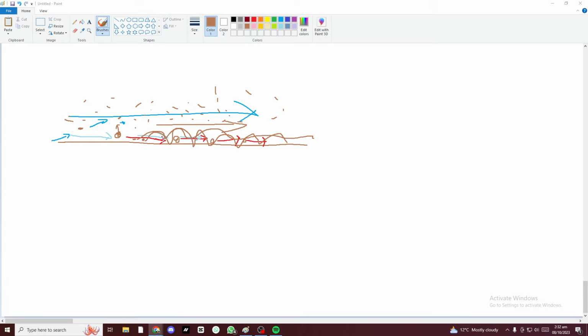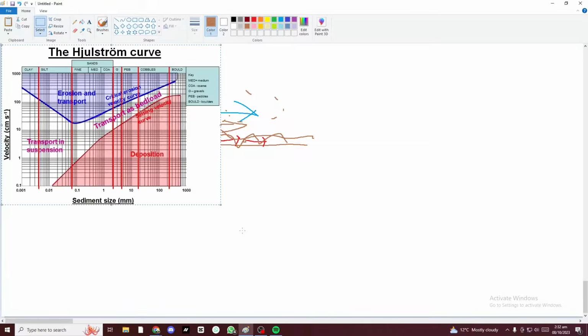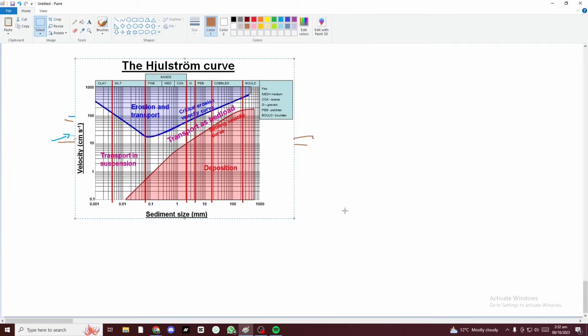Let me just quickly bring up an image. Okay, here we go. Hjulström curve. Okay, it looks very confusing if you look at it like this, but I promise you it isn't. So the Hjulström curve is a diagram that shows the relationship between the velocity of a river and the size of the particles that are eroded, transported, and deposited. It shows where the sediment will be eroded, transported, or deposited.